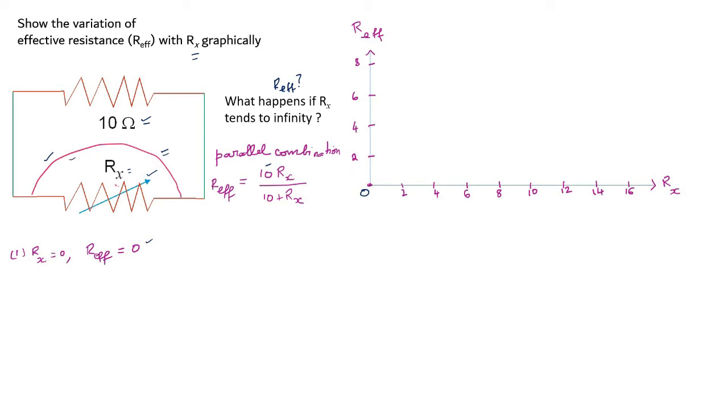Go to the next point, take Rx as 2.5. Here it is 2.5, 2.5 into 10, 25. 25 divided by 2.5 plus 10, 12.5. So 25 divided by 12.5, which is 2.